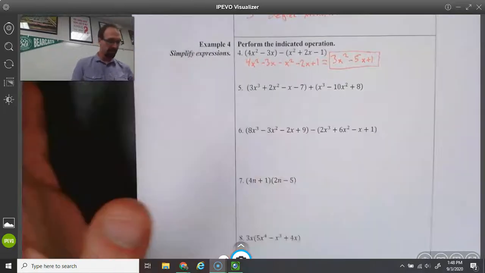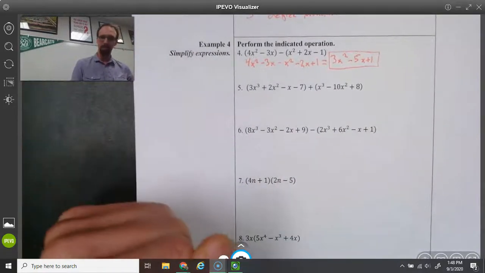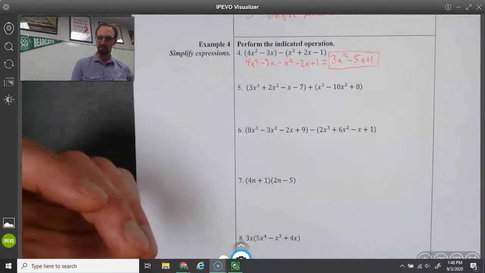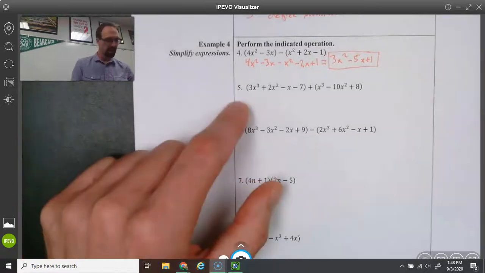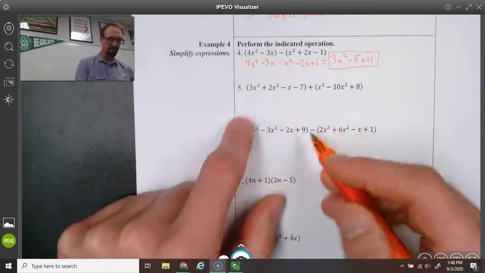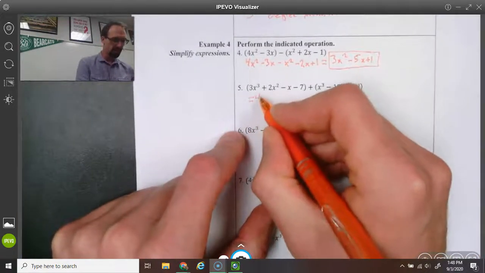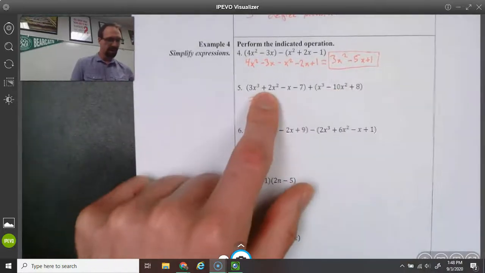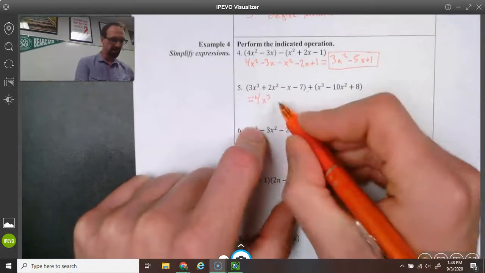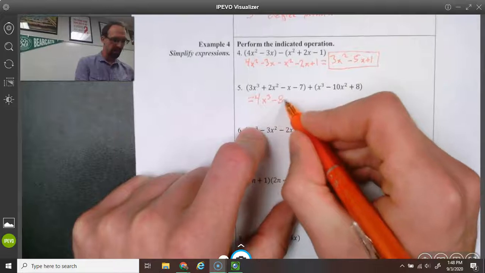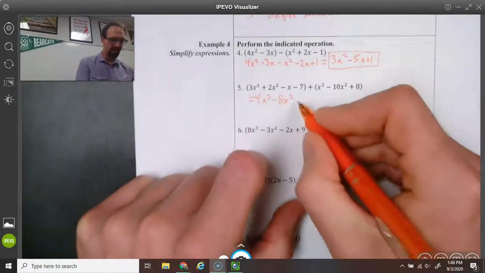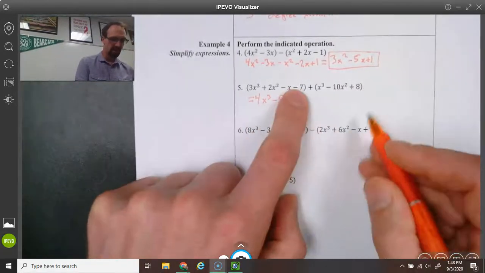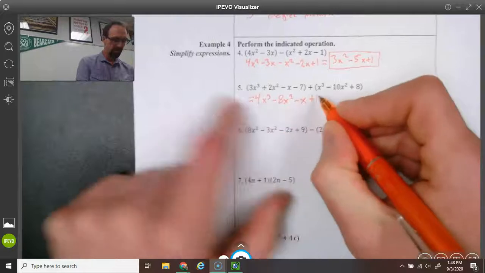For number 5, since we're adding, we can actually drop the parentheses. All it is is a grouping symbol. We don't need a group. Now we just look for common terms. 3x cubed plus x cubed gives us 4x cubed. That's my highest degree power exponent. Next I have 2x squared and minus 10x squared, so that gives me a negative 8x squared. This negative x carries down. Negative 7 plus 8 gives me plus 1.